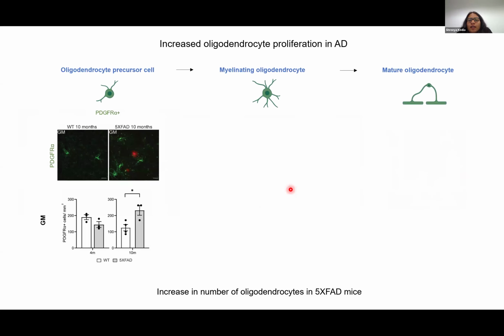Next, we wanted to look at oligodendrocytes themselves and how they change in the disease. So in the brain, we have oligodendrocyte precursor cells, and they differentiate into myelinating oligodendrocytes, which further differentiate into mature oligodendrocytes. I started by looking at all the 3 cells, first OPCs, which express the marker PDGFR alpha, which is shown in green in the panel. And we observed an increase in the number of oligodendrocyte precursor cells in 5xFAD animals at 10 months.